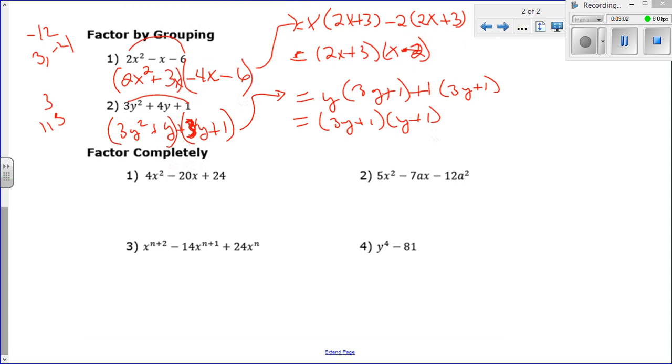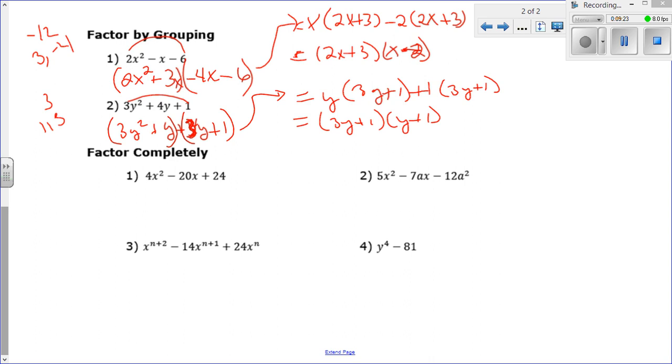When you see the words factor completely, that means you're going to have to do more than one type of factoring, or factor more than once. It could be more than one type, it could be the same type multiple times, but you have to factor more than once. So the first thing we always look for is a GCF.